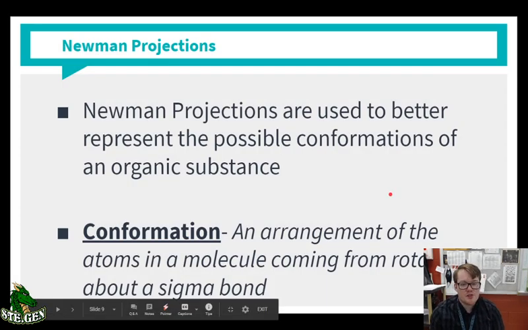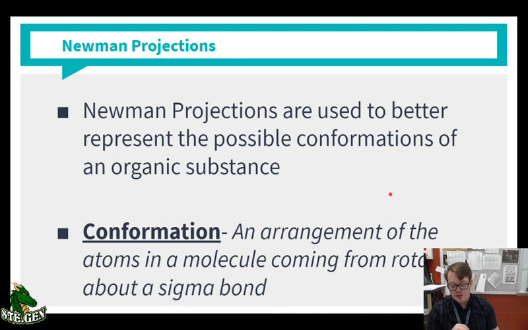Newman projections are used to represent conformations of organic substances. So these are going to be a little bit different. Conformations are arrangements of atoms in a molecule that come from rotation about a sigma bond. And again, a sigma bond, if you remember, is the first bond between any of the substances. The first bond made in any covalent bond is a sigma bond.